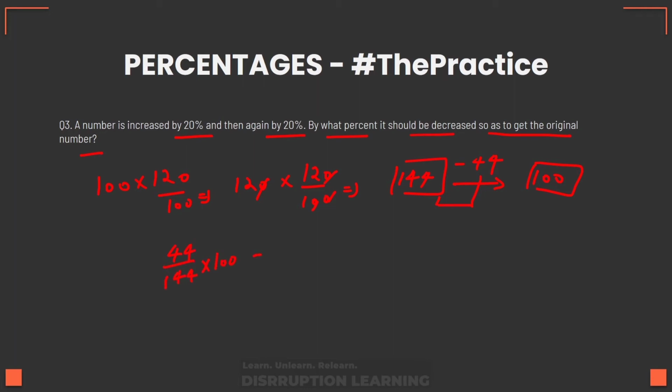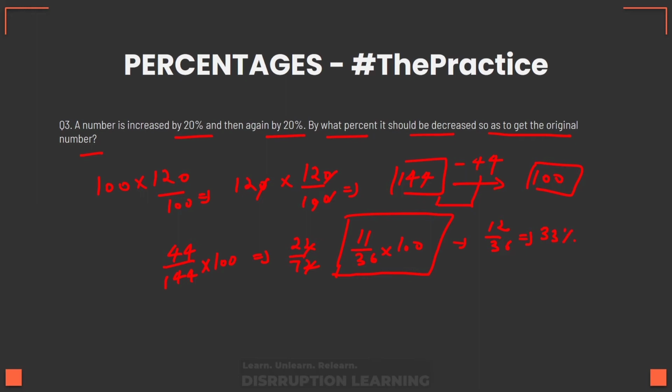Let's see what we can do with this. This would be 22 by 72. Further would be 11 by 36 into 100. Now we cannot go below this, so let's see what we can do with this thing. Now I know that 12 by 36 is 33%, right?